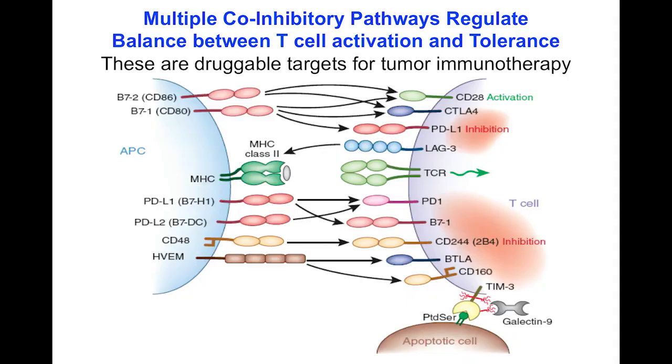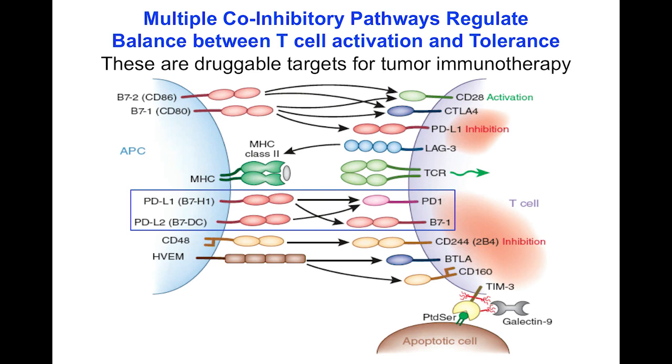And one of the fascinating aspects of immunology is how many inhibitory pathways there are. Many of these pathways regulate this balance between stimulating T cells and mediating tolerance. Many of these molecules are now druggable targets for tumor immunotherapy and have translated to therapy. So CTLA-4 was the first, the PD-1 pathway is the second, and that's the pathway I'm going to focus on for the remainder of my talk.